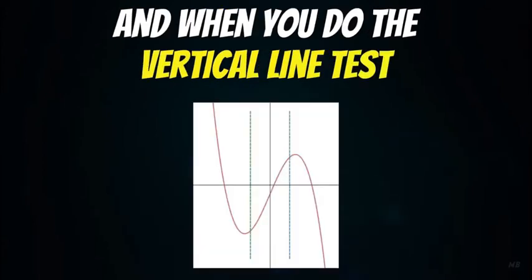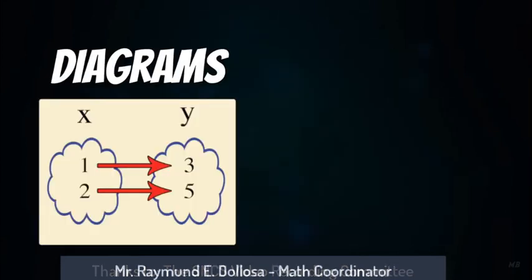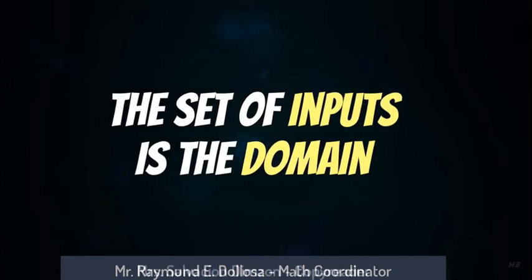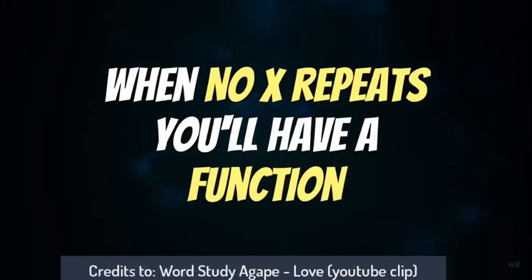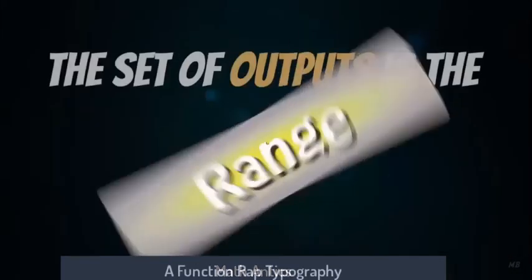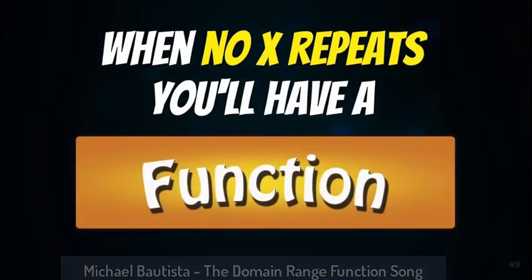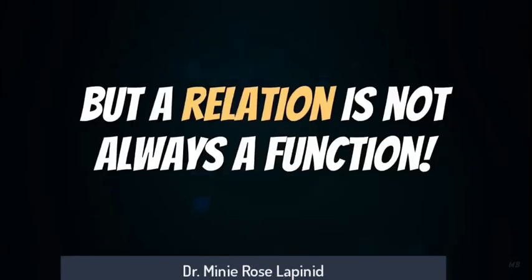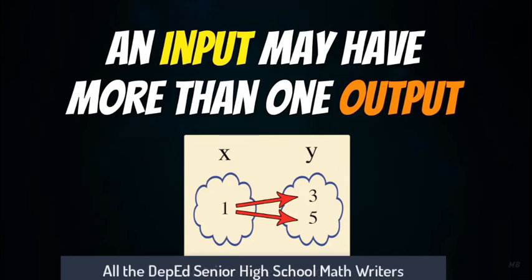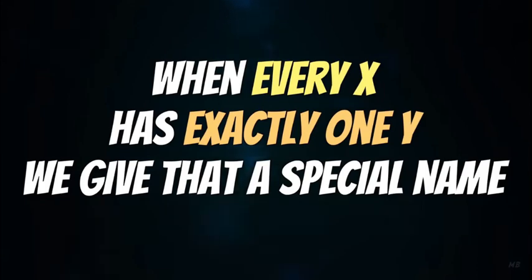The input is the set of x, the output is the set of y. And when you do the vertical line test, you always better know the reason why. With tables and graphs, diagrams, or equations like f of x, the set of inputs is the domain, the set of outputs is the range. When no x repeats, you'll have a function. A function is a type of relation, but a relation is not always a function. An input may have more than one output, an output may have more than one input. When every x has exactly one y, we give that a special name.